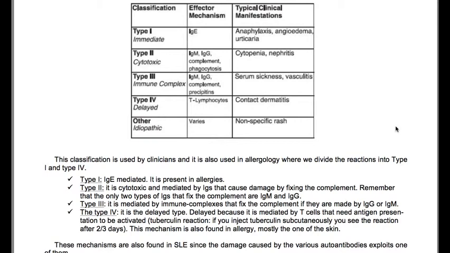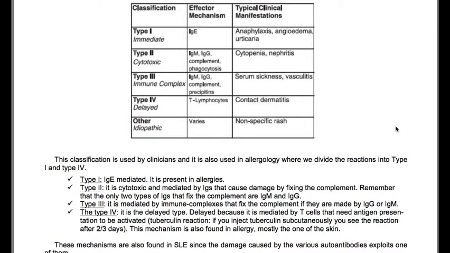In type 3, which is immune complex related, we have as effector mechanisms IgM, IgG, complement, and precipitins. It's involved in serum sickness and vasculitis. Type 4, the one that is called delayed, is mediated by T lymphocytes and is involved in contact dermatitis, for example. And then there are others, idiopathic. The effector mechanism varies, and we have as a manifestation a non-specific rash.